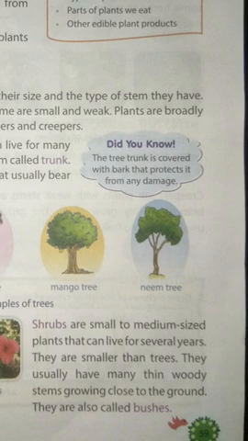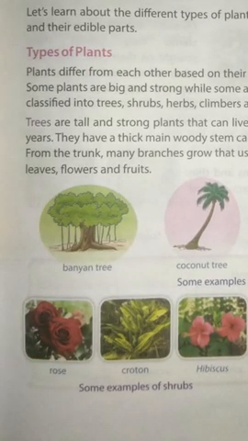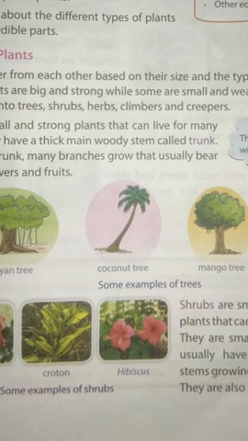So this one also everybody underline. Shrubs usually have many thin woody stems growing close to the ground. They are also called bushes. And shrubs are small to medium size. Examples of shrubs: rose, croton, and hibiscus. These are like bushes. These are examples of shrubs.